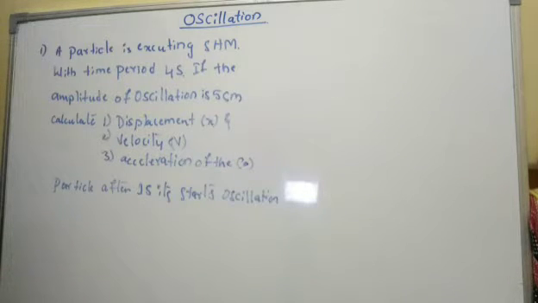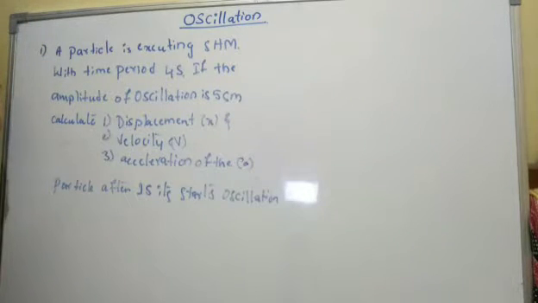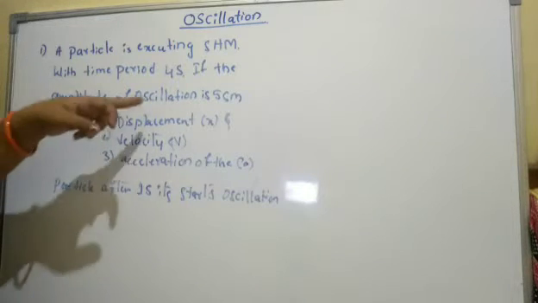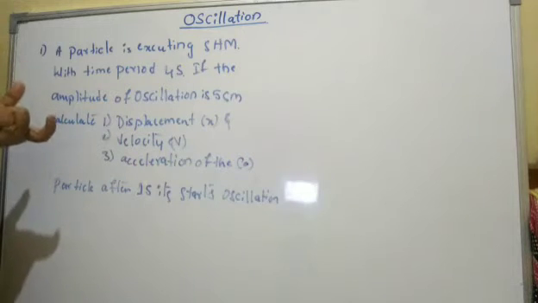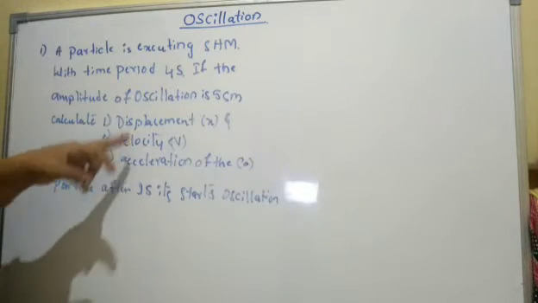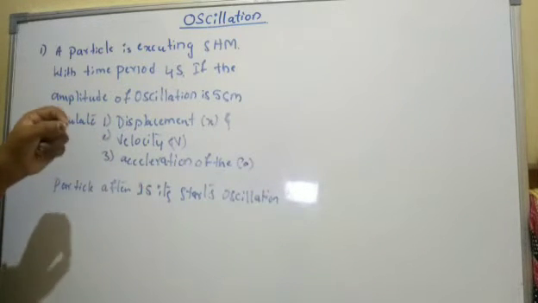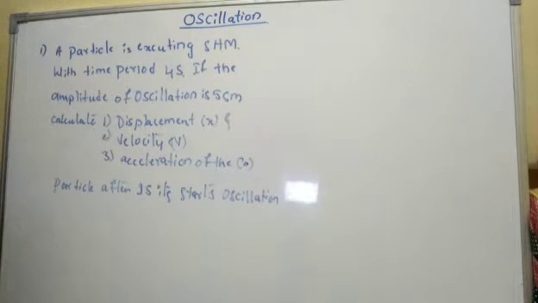So in this question, the particle is already in simple harmonic motion, the time period is 4 seconds, and the amplitude of oscillation is also given, 5 centimeter. The only thing we have to calculate is the displacement from the mean position, and the velocity and acceleration of that particle after 1 second it starts oscillation. So this is a very important question, and a very easy concept to understand.